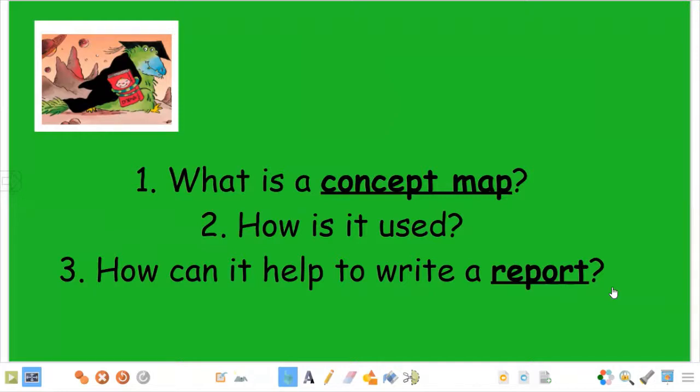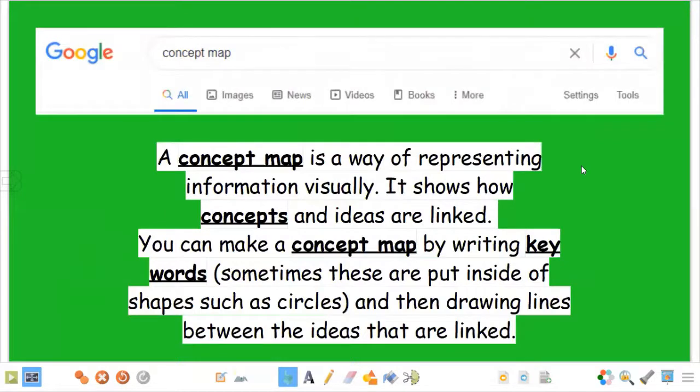So that's what we're going to look at this morning, something called a concept map. So I went onto Google and I typed that into my search engine to find out what a concept map is. So let's have a go at reading it. Can we see here, this is the word concept. Concept is another word for an idea. It's an idea map, really.